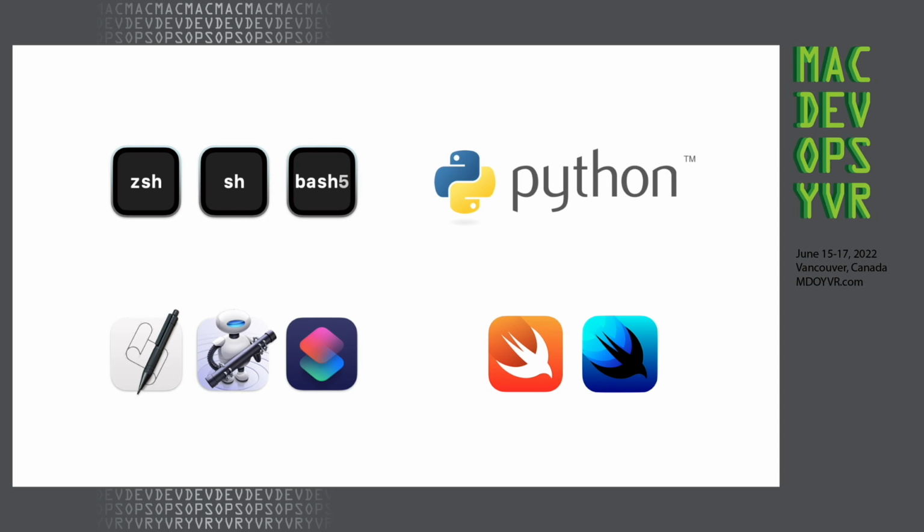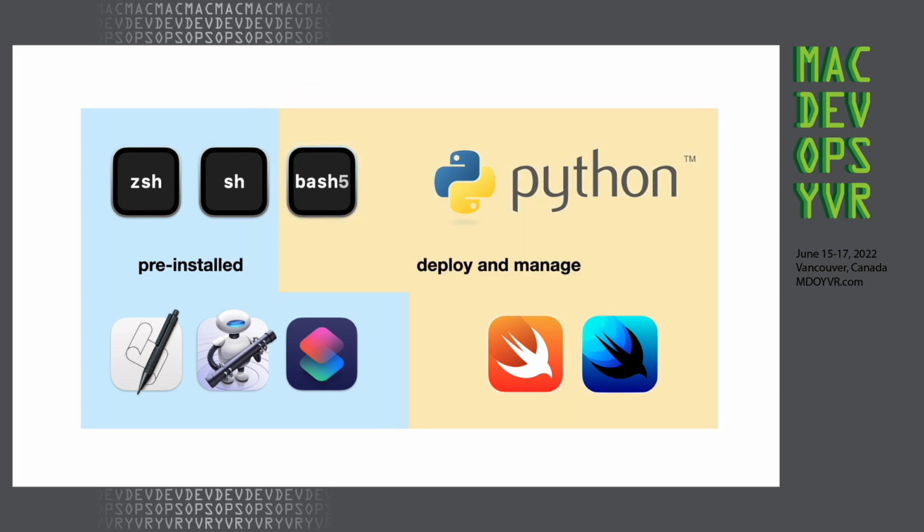So is the tool set. It hasn't changed much. Some things are a bit different. The thing that has changed most, I guess, since Catalina and before is that some of these options are still pre-installed. Z Shell and POSIX are pre-installed in macOS, and the native automation options are pre-installed. Everything else is something that you need to deploy and manage.